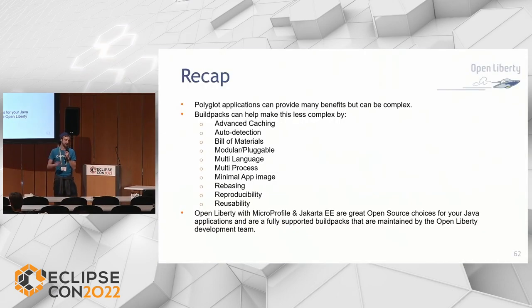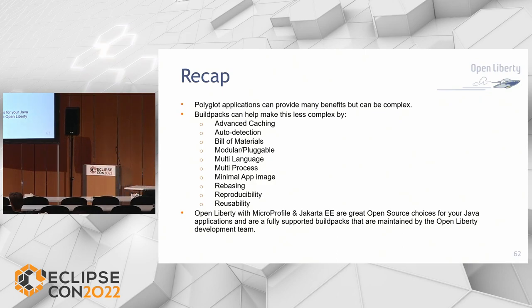So a quick recap at the end. I know I bombarded you with quite a lot of information today. Polyglot applications can be really great, providing you create them in the right way, so again, using things like API first. When you're creating net new applications, remember security at the start, because if you try to implement it afterwards, it can be very difficult.